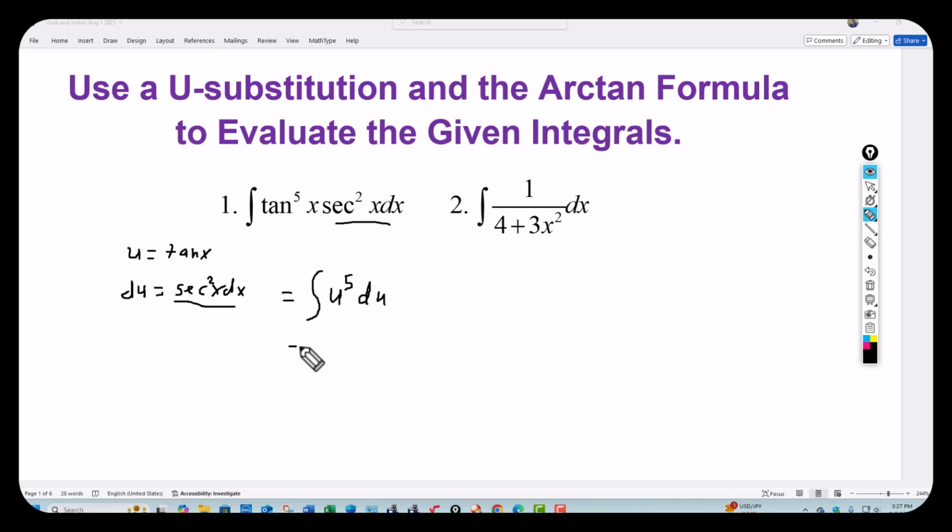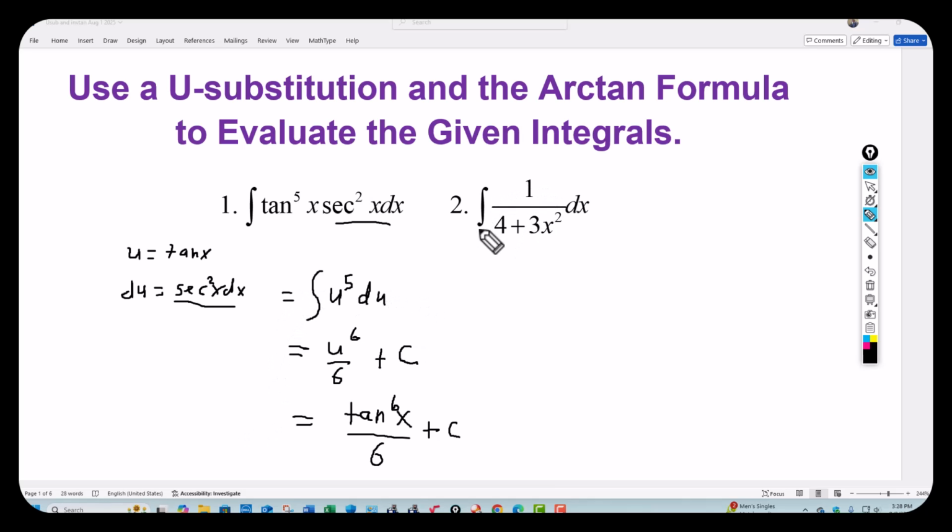And we integrate this with respect to u, get u to the 6, add 1 to the 5, divide by 6, plus a constant of integration, C. Then we just go back to the original variable, replace the u by tangent. So we get tangent to the 6 of x over 6, plus the constant of integration. So that's the answer for the first one.